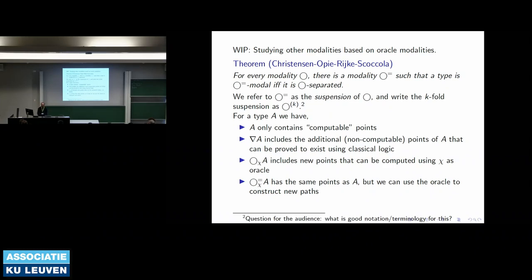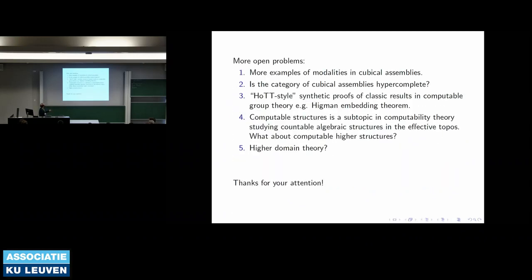I just wanted to ask. Can you go to the slide with the open problems, please? The slide at the end. So the second one here, you ask whether the category of cubical assemblies is hypercomplete. Do you have something in mind where you want to use hypercompleteness? Oh no, I'm just curious. I'd actually prefer if they're not hypercomplete, and there'd be more interesting examples of modalities, co-topological modalities. Aha. Okay. I see.